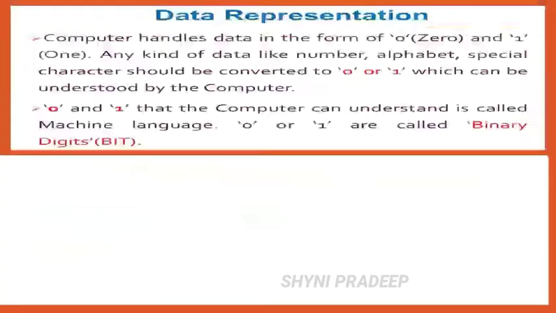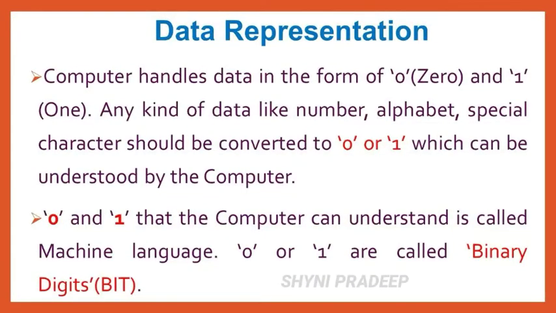Okay. So now let us see about data representation. Computer always handles the data in the form of zeros and ones. If you are giving number or alphabet or special character, all these things will be converted to zeros and ones. Because computer only understands zeros and ones. 0 and 1 that the computer can understand is called machine language. 0 and 1 are called binary digits, which means bit.